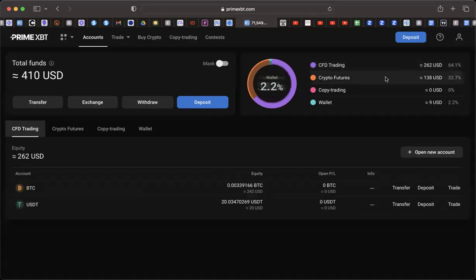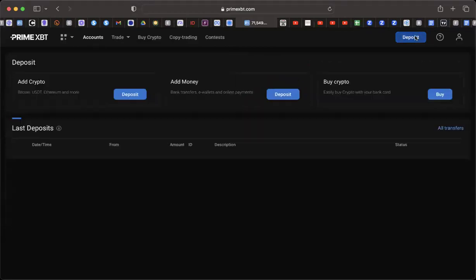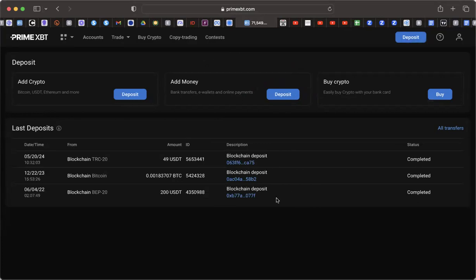All right, so you can open your account. I sent a link that we can use to open your account, and the first thing you want to do is deposit money. You can deposit in Bitcoin or USDT, whichever one you want. You can deposit via blockchain: Bitcoin, USDT, Ethereum, and more.